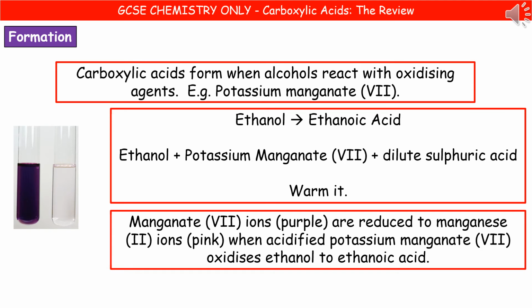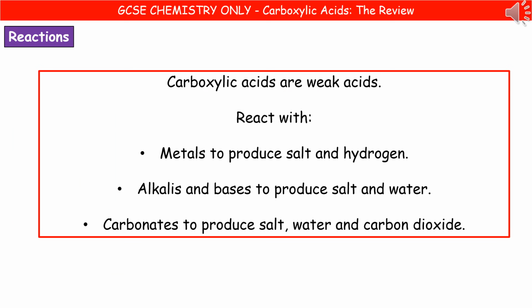Now, what we will form is the ethanoic acid, but we can also see the reaction taking place because the manganate(VII) ions are purple at the start, as you can see in the picture on the left there. During this reaction, where the ethanol is being oxidized, the manganate ions are reduced to manganese(II) ions, which are pink in colour. So that means that we can see that colour change from the purple to the pink during this reaction.